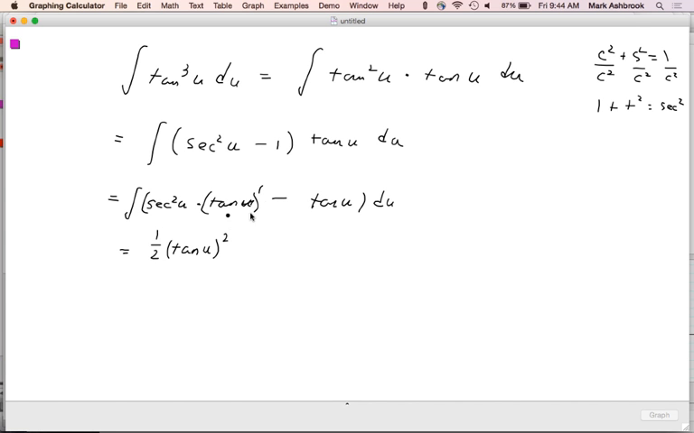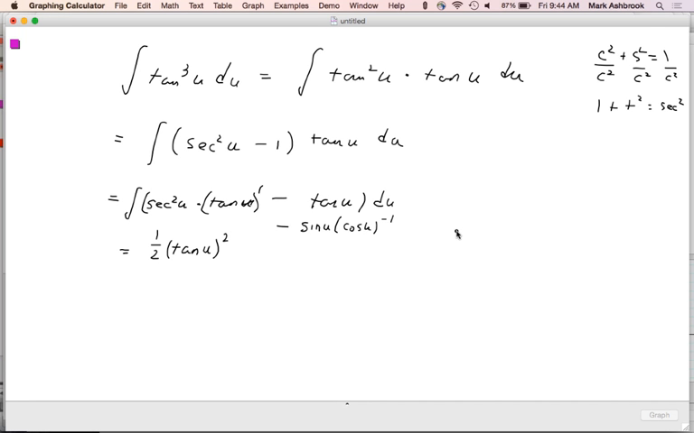Undoing the chain rule. Undoing the chain rule would mean doing the antiderivative of the exterior function here, raising the power to 2, 1/2 of that, and so now the derivative would be exactly this. Tangent u to the first times derivative secant squared. So that's the derivative of that is exactly that. And then for this one, I can change this to sine over cosine, or sine u times cosine u to the minus 1. And we should recognize that.